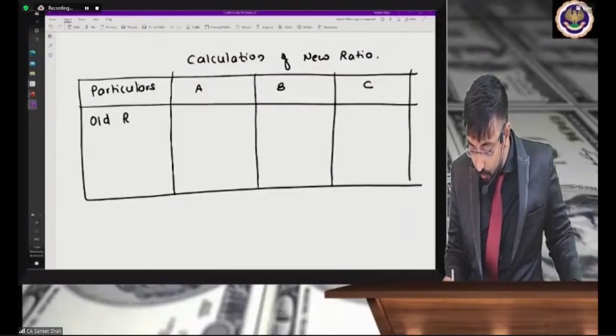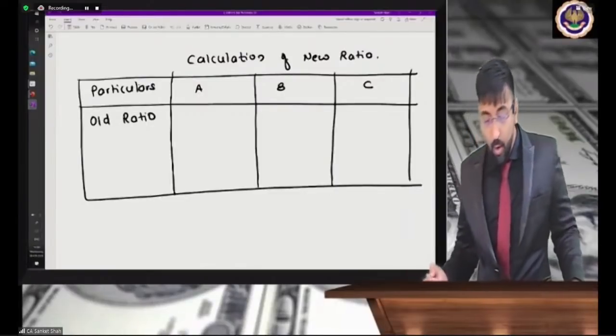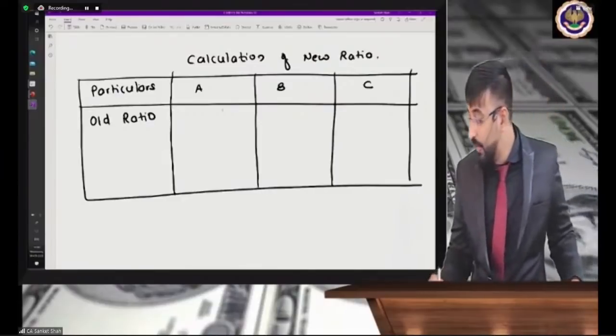Old ratio. What is old ratio? Yes, beta. Tell me old ratio.